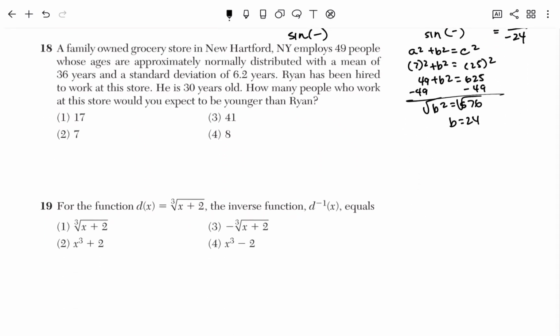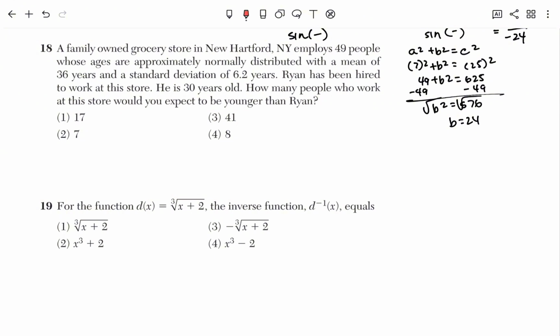Question number 18 says, a family-owned grocery store in New Hartford, New York, employs 49 people whose ages are approximately normally distributed, with a mean of 36 years old and a standard deviation of 6.2 years. Ryan has been hired to work at the store. He is 30 years old. How many people who work at this store would you expect to be younger than Ryan?